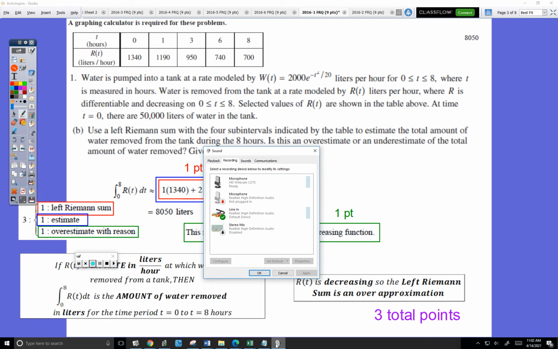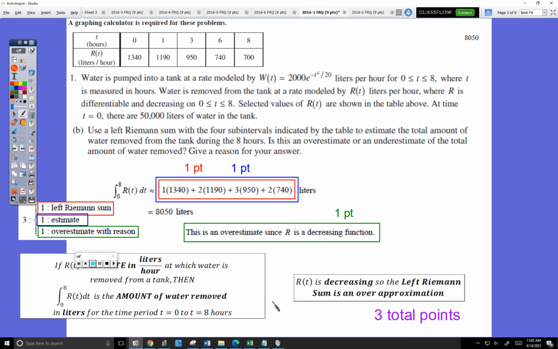Okay, part B. Part B says use a left Riemann sum with the 4 subintervals indicated by the table to estimate the total amount of water removed. That means we should not be focusing at all on how much water is there or on how much water is being added. We're only focusing on how much water is removed during the 8 hours.